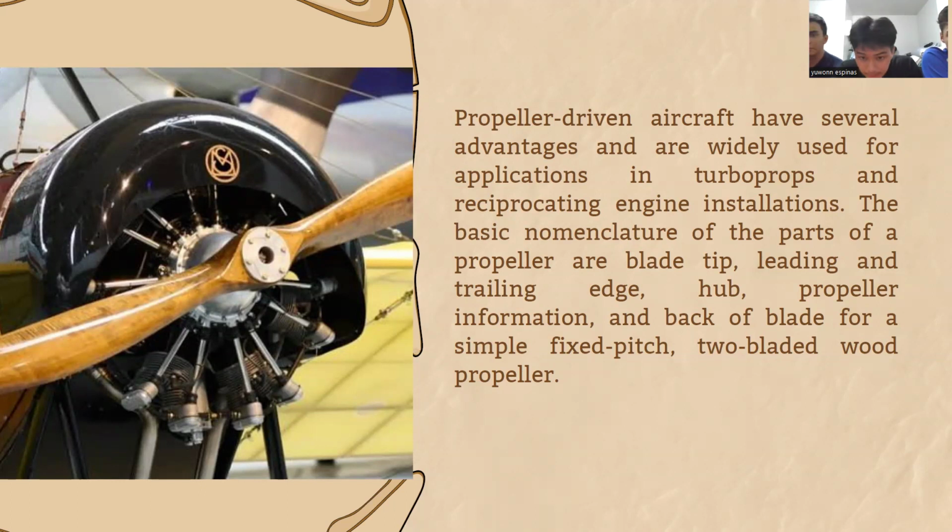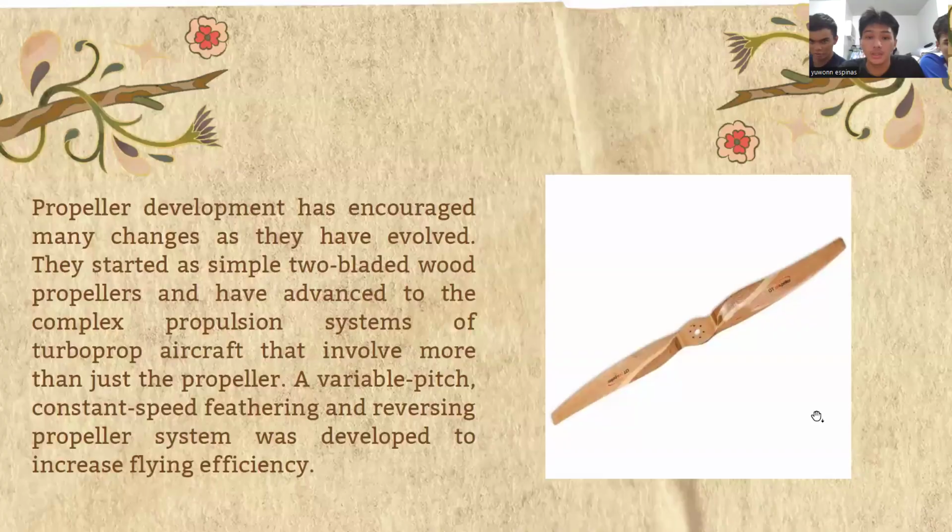The basic nomenclature of the parts of a propeller are blade tip, leading and trailing edge, hub, propeller information, and back of blade for a simple fixed pitch two-bladed wood propeller. That's what you can see in the picture that we provided.